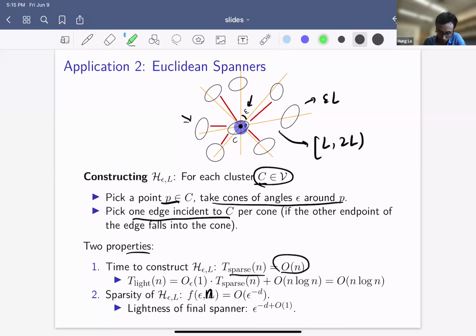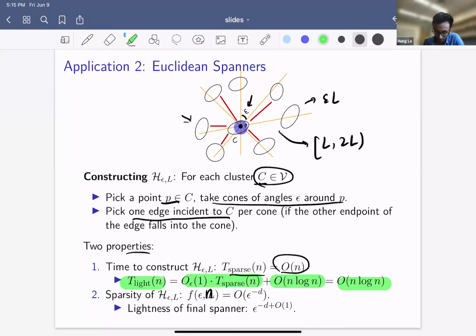And so our framework says that when you have a fast construction for a sparse spanner of the cluster graph, then you get a fast construction for a light spanner of the input points. So basically, the time to construct the light spanner is going to be a constant times the time to construct the sparse spanner, which is order n in this case, plus the pre-processing time n log n. So overall, we get n log n running time, which is better than the previous running time by a factor of log n, roughly.